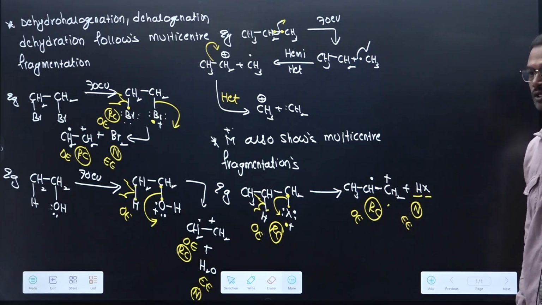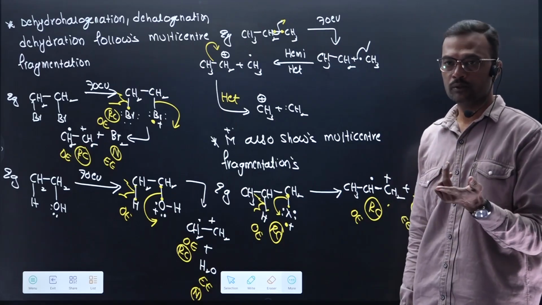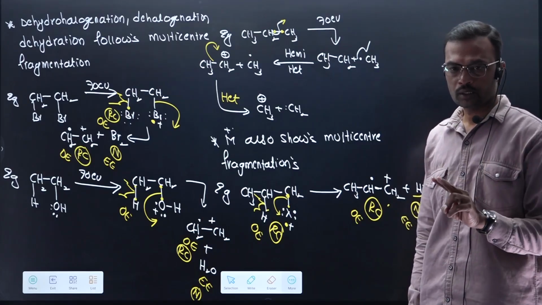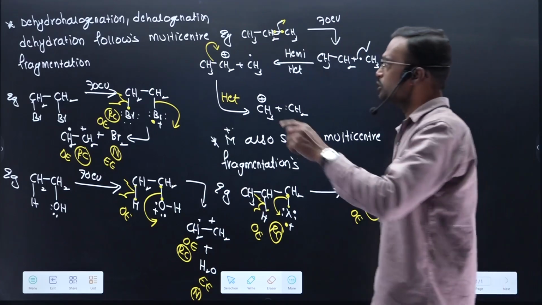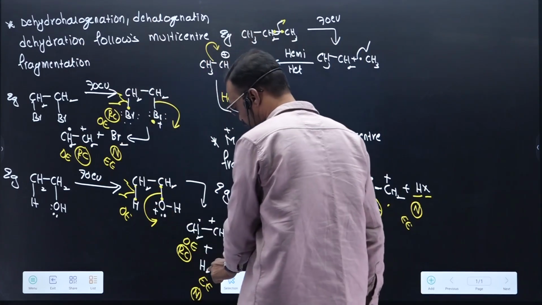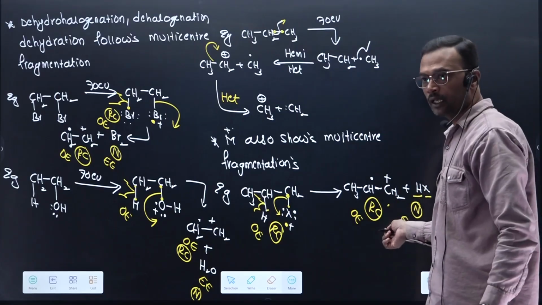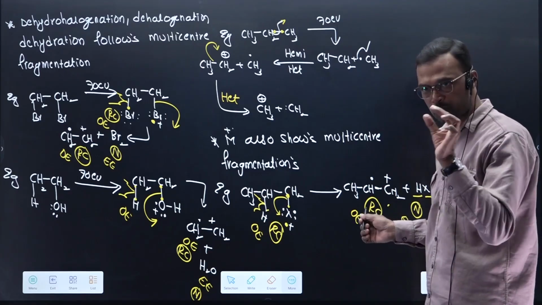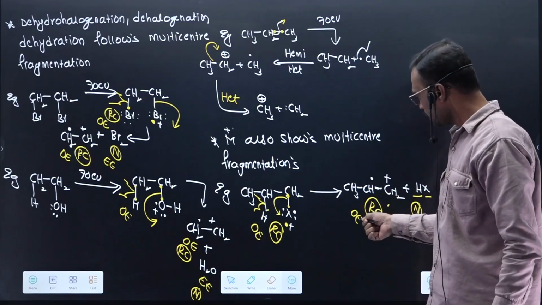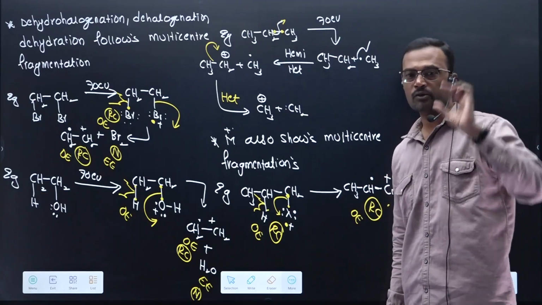What is dehydrohalogenation? Loss of hydrogen and halogen. Dehalogenation? Loss of two halogens in the form of X2. What is dehydration? Loss of water. So are these all neutral molecules or not? Neutral, neutral, neutral. Here I removed one neutral. Here I removed one neutral. Here also I removed one neutral. Everywhere, if I remove a neutral, that becomes an even electron species. It is not an ion. Now this is an odd electron ion. An odd electron ion is nothing but an ion carrying an odd number of electrons.